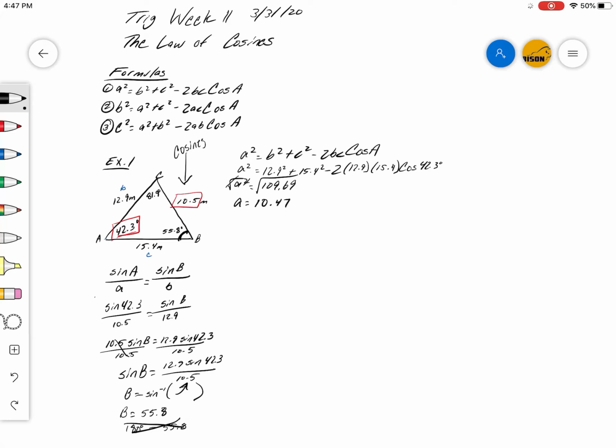Okay, so set up your problem based on whichever formula that you need. And again, it's easiest to find the side that's opposite the angle that you already have. Okay, so you should be able to do this pretty easily. This is just another way of solving triangles based on different information that you're given. Next week, I'm going to give you another piece of information different, and we'll solve it just a little bit differently.